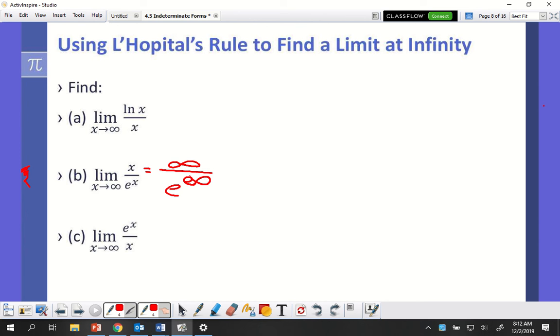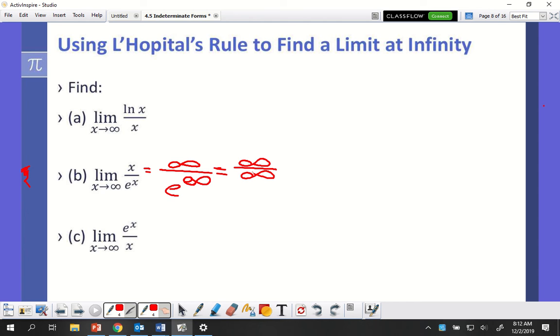So e to the infinity just gives me infinity. It goes up to infinity, right? Yeah. And infinity, still infinity, right? Yeah. So it's going to be infinity over infinity, because e to the infinity is infinity. So in the end, it's just going to be the same thing. Infinity over infinity.